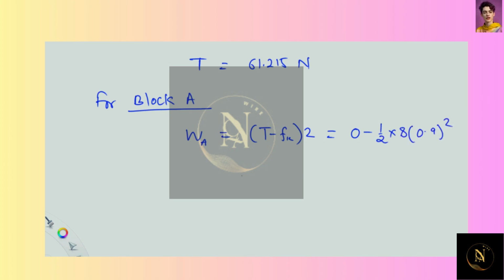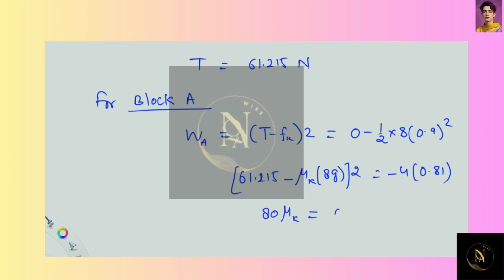Tension T we have found to be equal to 61.215, minus the force of friction, which is given as mu k times normal reaction N, which is equal to mg. Mg means 8g, and multiplied by 2 is equal to minus 4.81. So here we get 80 times mu k is equal to 61.215 plus 1.62. So finally mu k is calculated to be equal to 0.78, which is the answer for this given problem here.